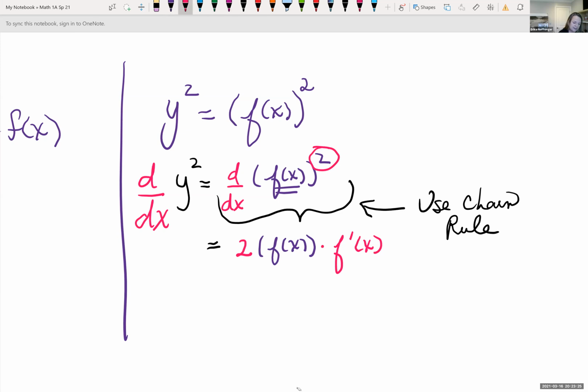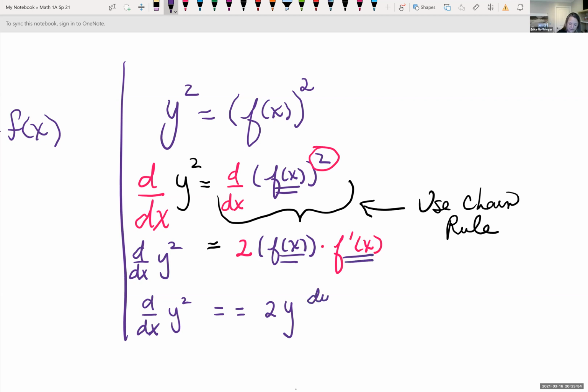So another way to write this other side of the equation, d/dx of y squared is equal to 2. Remember, f of x is another way to say y, times y. Another way to say f prime of x is dy/dx. So the whole point of that is when we're taking the derivative and it's in terms of y, we need to use the chain rule.